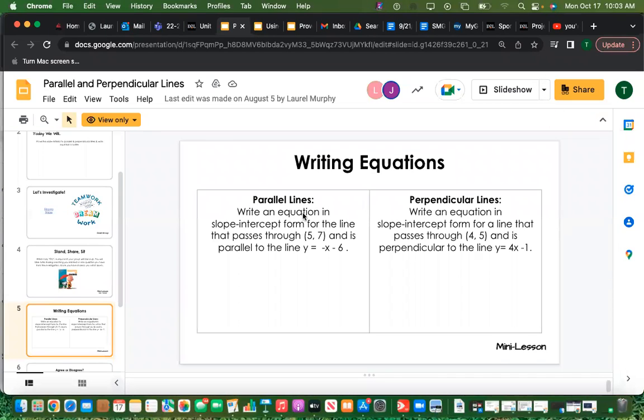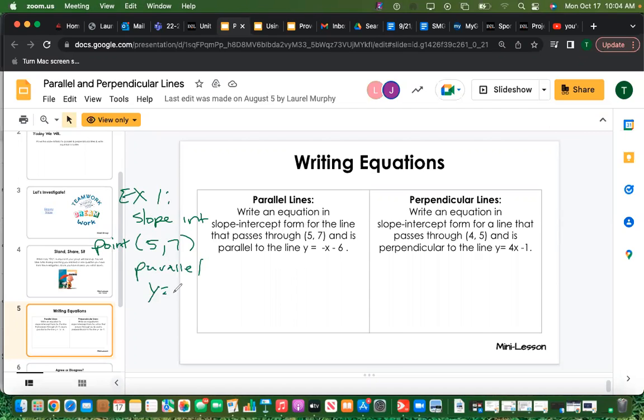I want you to write on your paper, write an equation in slope-intercept form. So you're kind of summarizing this. On your paper, on the left-hand side, I would say slope-intercept, and I would say passes through the point 5,7. And this is example 1, if you want to title it on your paper. And you want it to be parallel to the line y equals -x minus 6. And you're going to summarize the same thing for this one over here. Take a second, write that information down, and we're going to talk through it.